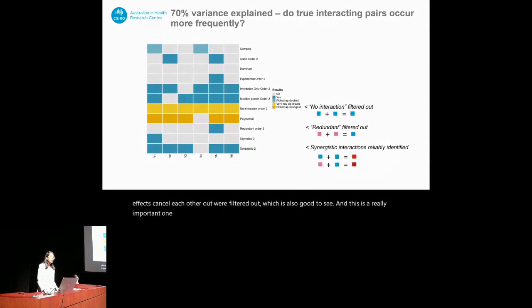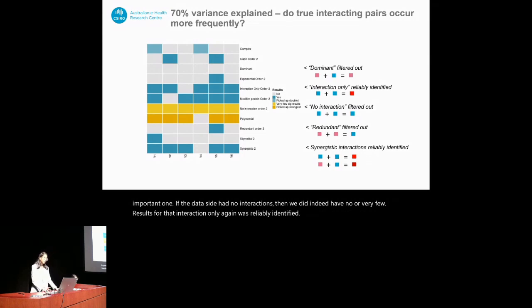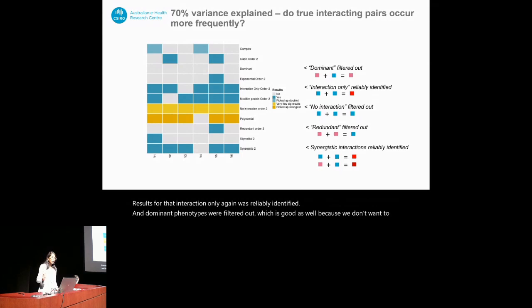And this is a really important one. If the data set had no interactions, then we did indeed have no or very few results for that. Interaction only, again, was reliably identified, and dominant phenotypes were filtered out, which is good as well, because we don't want to keep the proteins that are fully explained by the marginal effect of one feature alone.